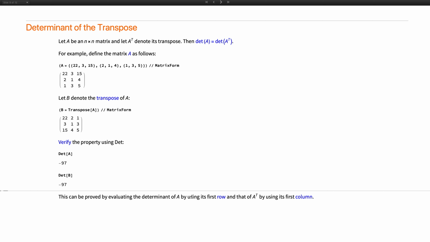And if you had to prove it, you would find determinant of A with the first row and that of A transpose with the first column.